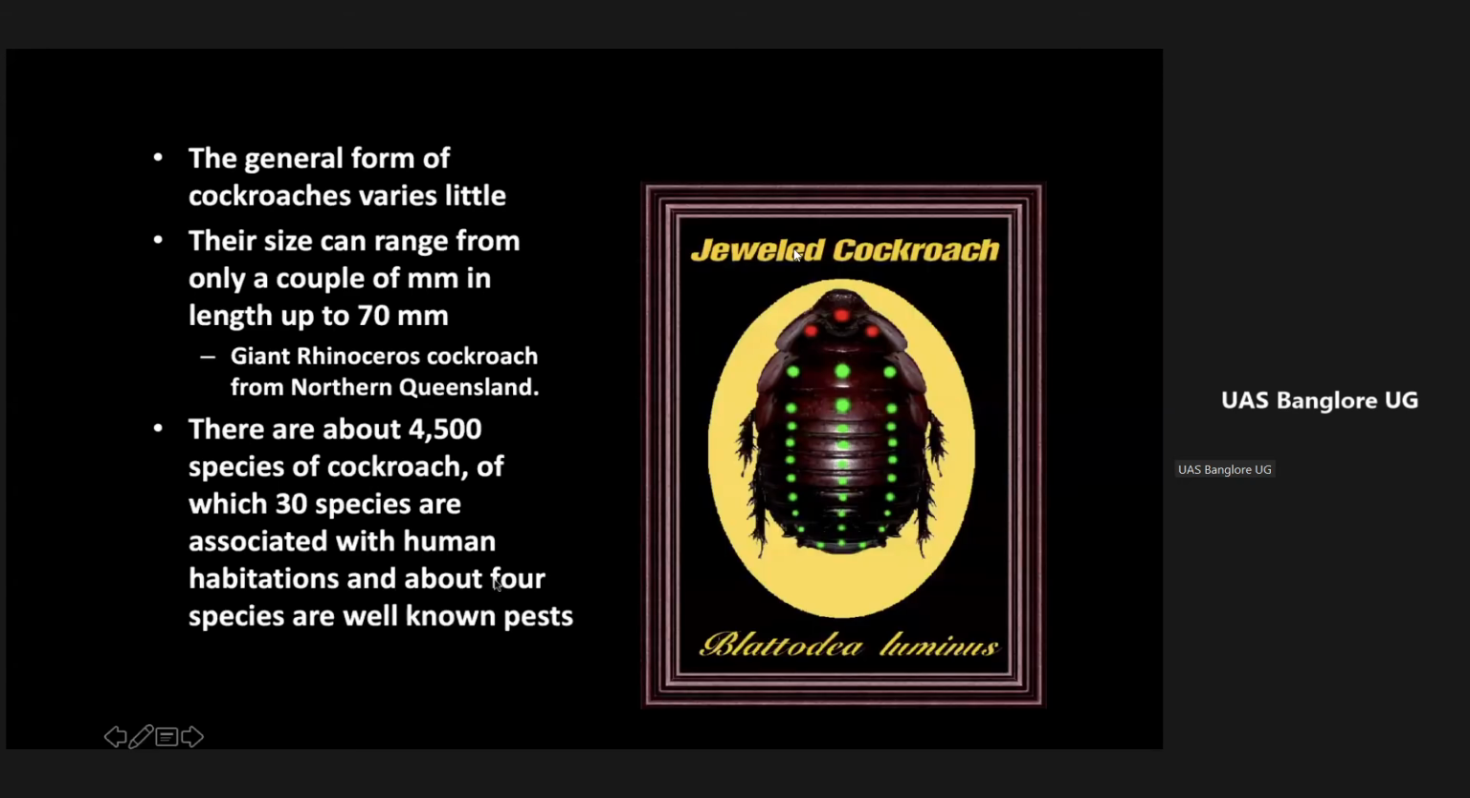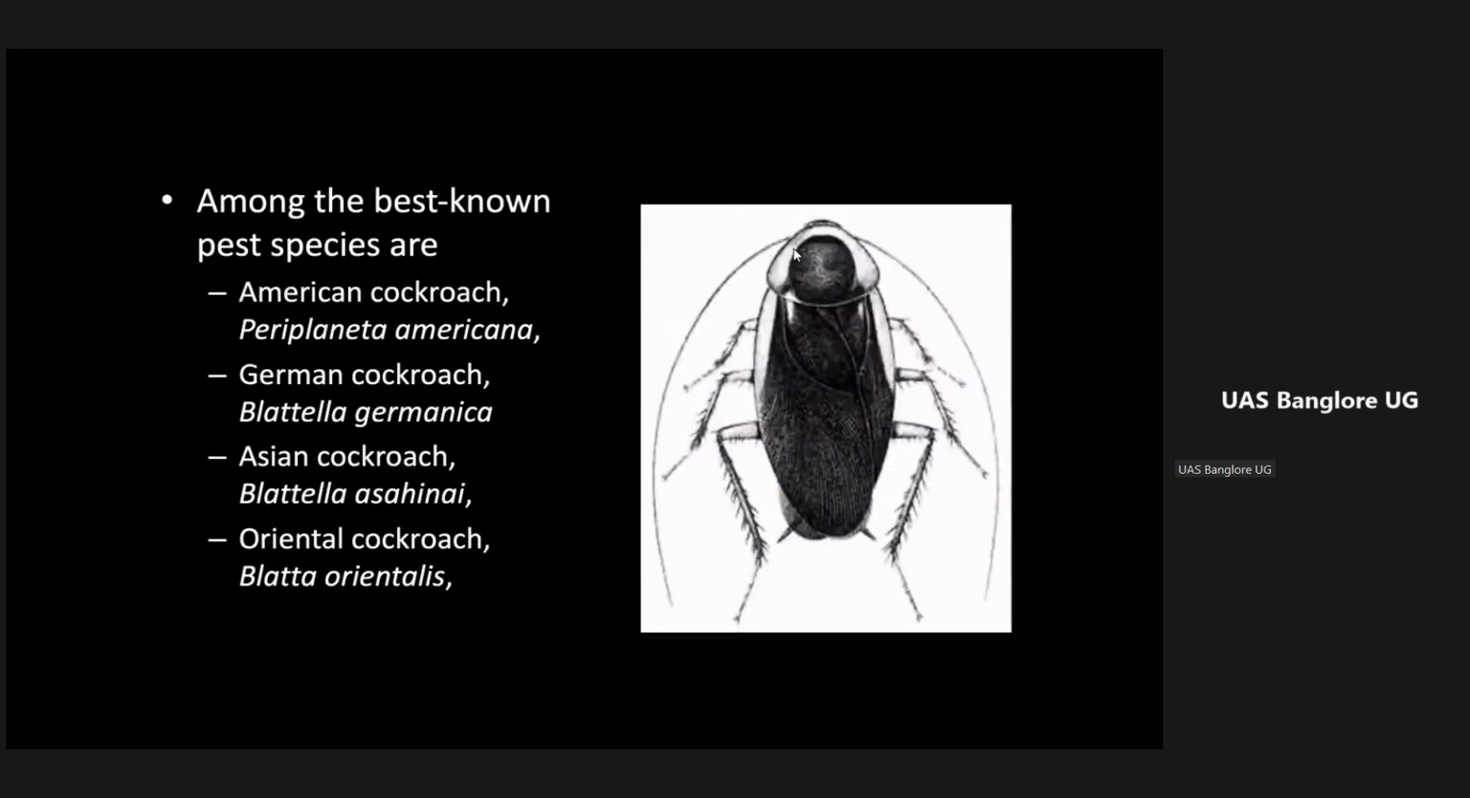Cockroaches are always associated with human beings, so they are often called pests. There are four pests which are common in houses: the American cockroach, Periplaneta americana; the German cockroach, which we also call the furniture or wood cockroach, Blattella germanica; the Asian cockroach, Blattella asahinai; and the Oriental cockroach, Blatta orientalis. So there are four species of cockroach which are common in households.